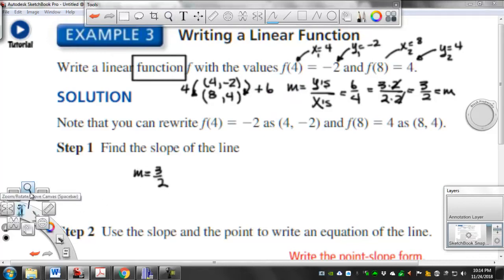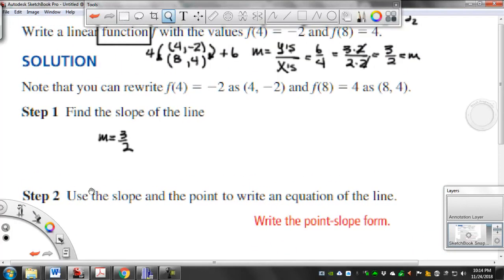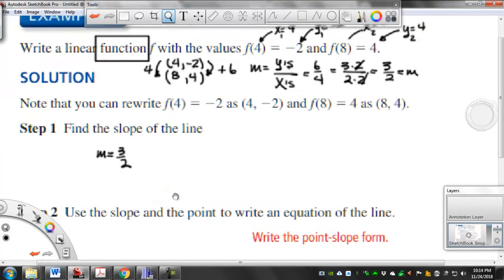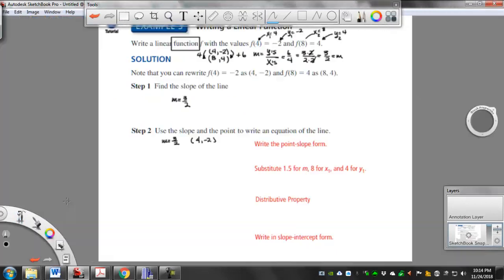Now it says use the slope and the point to write an equation of the line. Now remember, we're always going to use y1. So I'm going to use m equals 3 over 2, and the point that I'm going to use is 4 and a negative 2. Now it doesn't matter which point you use. We're always going to use the first ordered pair given.